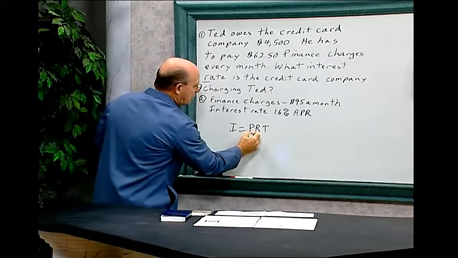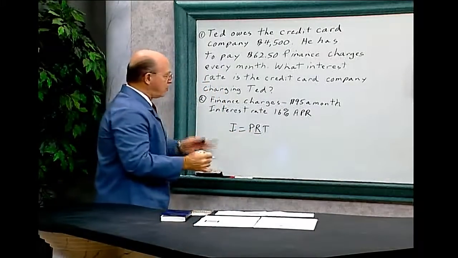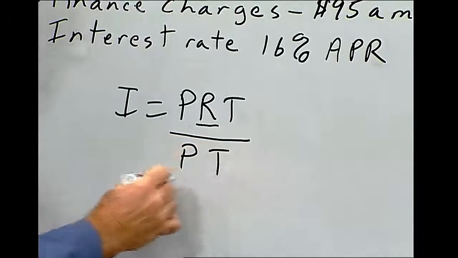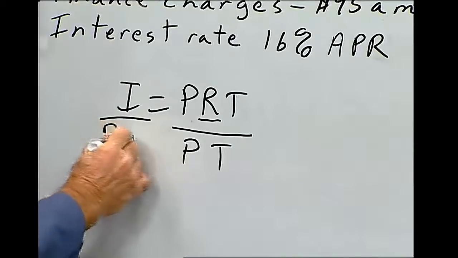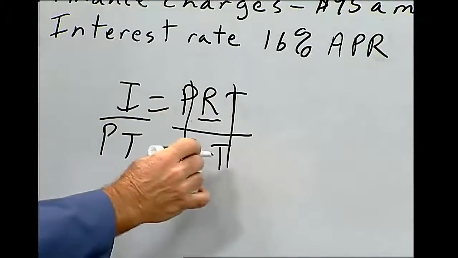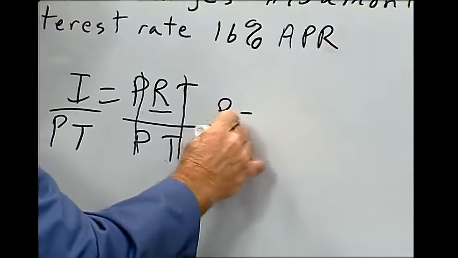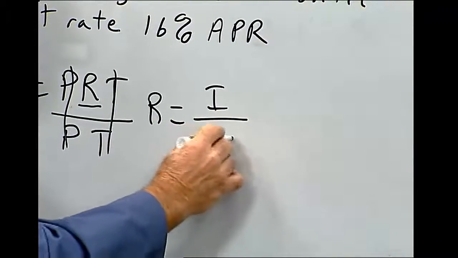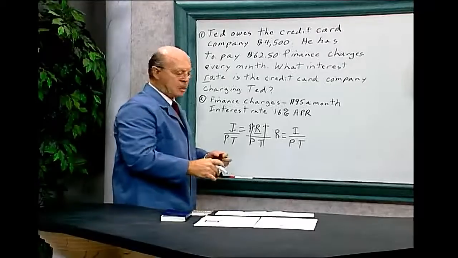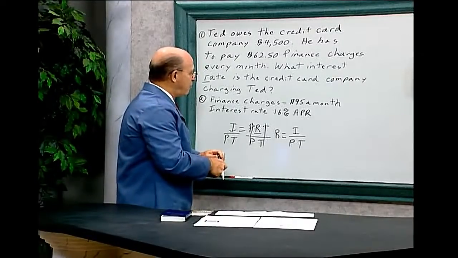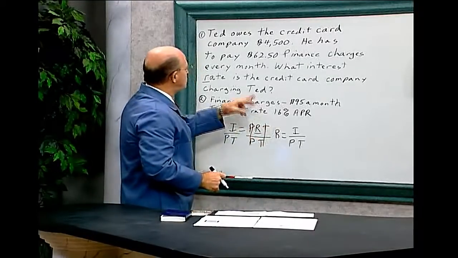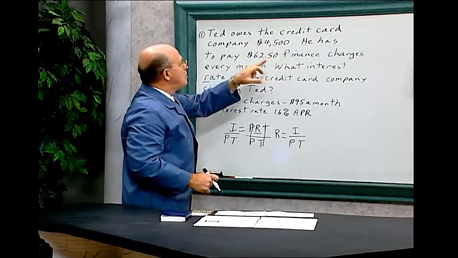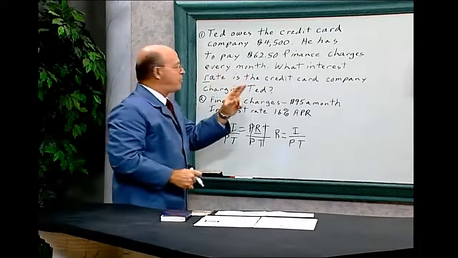So what we want to do is isolate the R in this formula. So we divide each side by principal and time. This cancels out, so R equals interest divided by principal times time. Now let's just plug in the numbers. But before we do that, notice the charge is $62.50 finance charges every month.